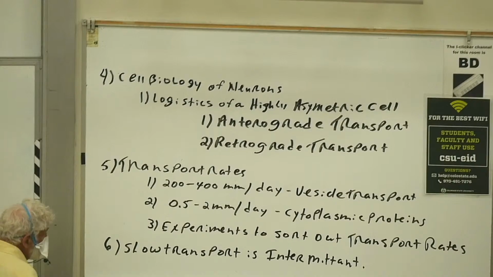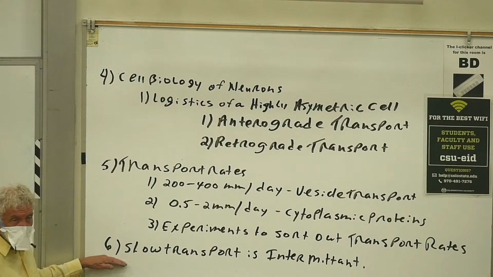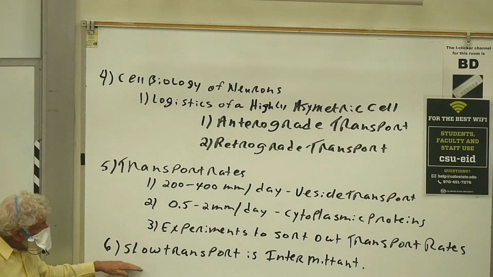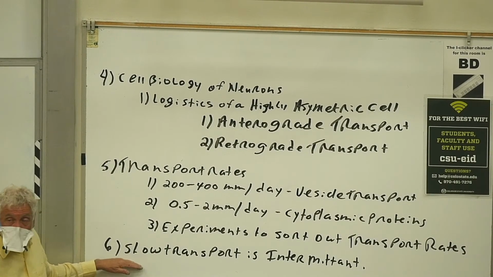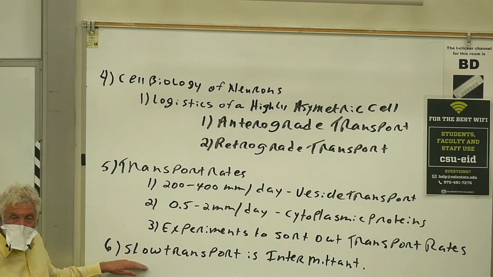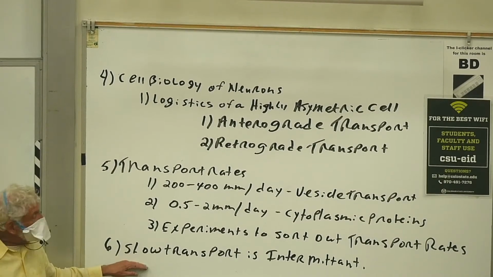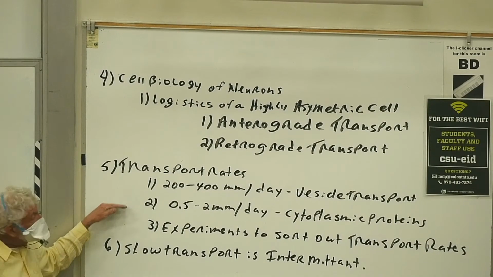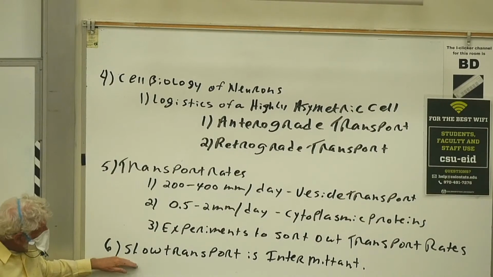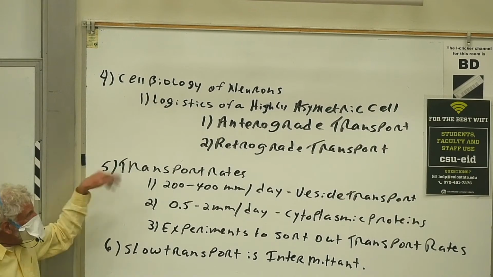And finally, one of the points that we'll make, and we may not get to it today, is that slow exoplasmic transport, although it looks far different from fast exoplasmic transport, when the cytoplasmic proteins are moving, they're moving at fast rates. But they only move at fast rates intermittently. So it's stop and go, stop and go. And that's the main difference between these forms of transport. The 200 to 400 millimeters per day is continuous. The slow exoplasmic transport is discontinuous. It's intermittent. It's in fits and starts. And we'll talk a little bit about that.